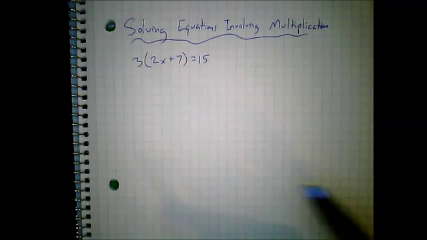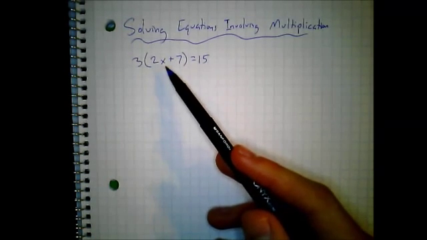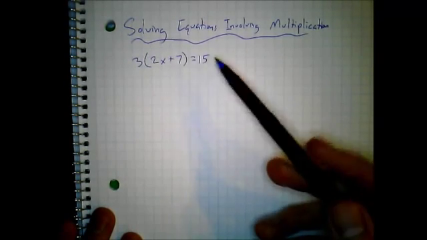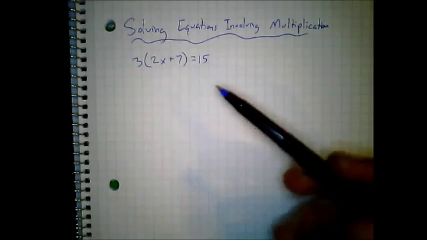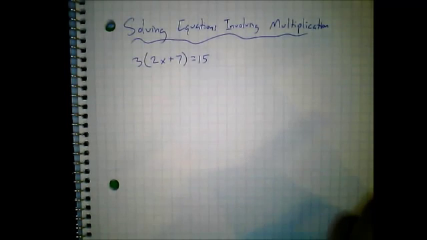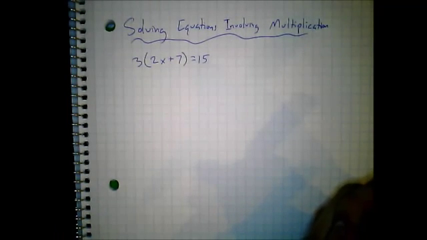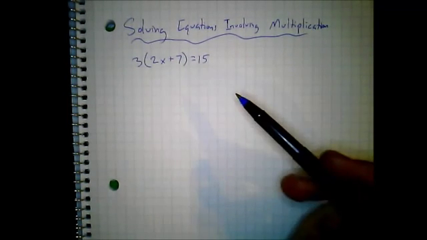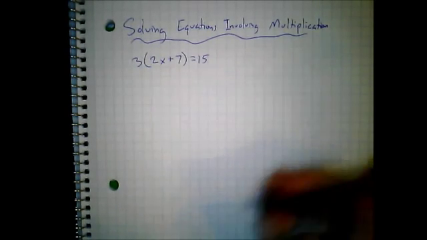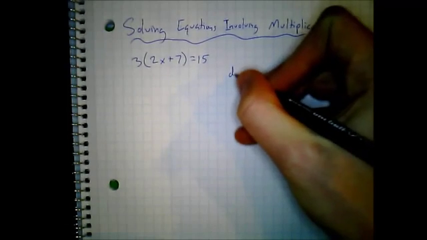We only see one variable, so we're going to solve for x. We want to find the value of x that makes the left-hand quantity equal 15. The very first thing we need to do is distribute. Just like PEMDAS for our order of operations, the same follows for our equations. The very first thing we need to do is deal with this multiplication.